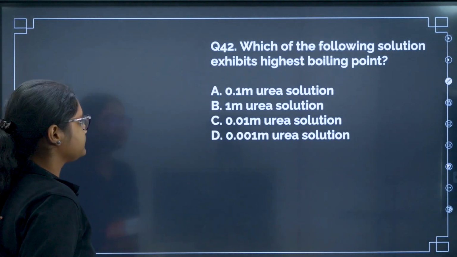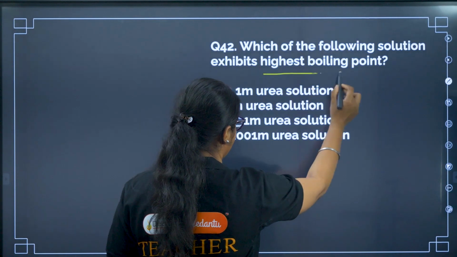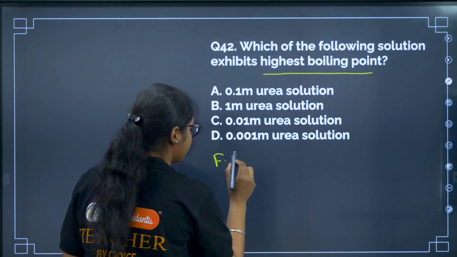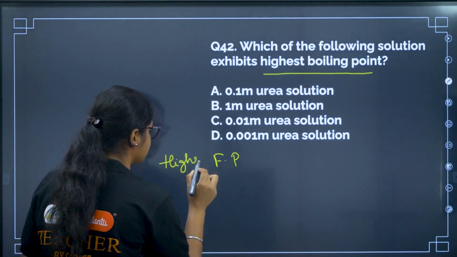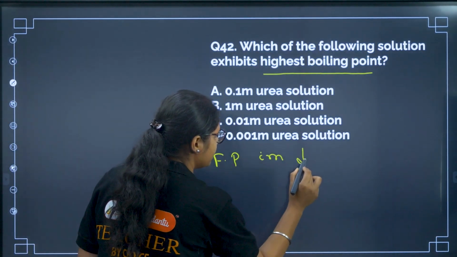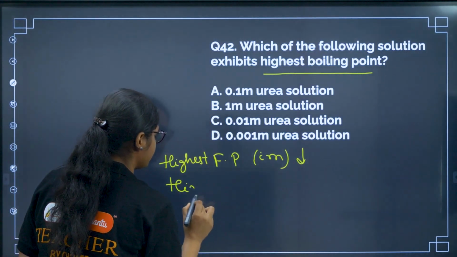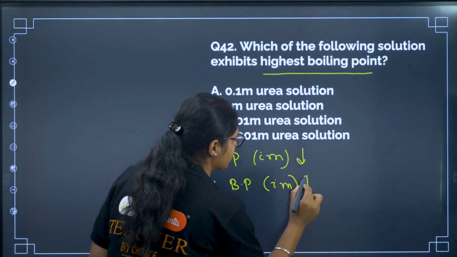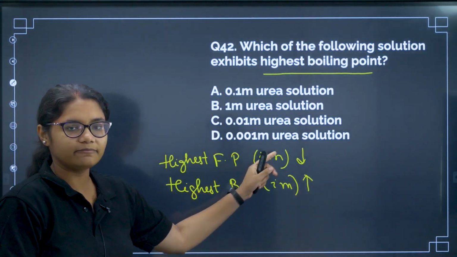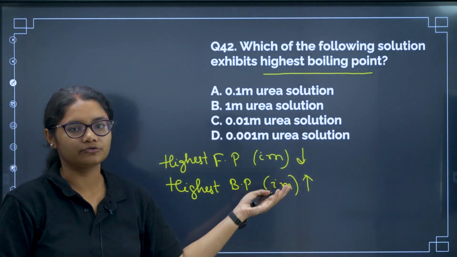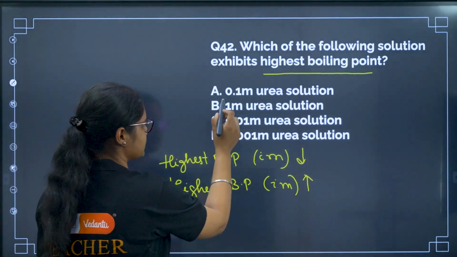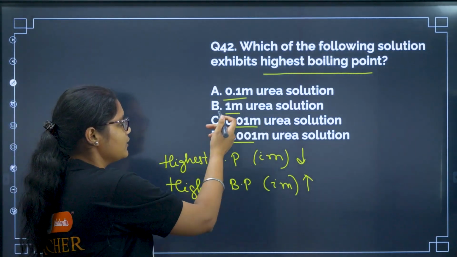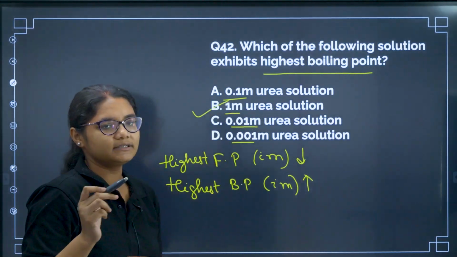Okay, next. Which of the following exhibits the highest boiling point? So here, if you remember, we have done this just for freezing point. For the highest freezing point, the IM value should be low. But for the highest boiling point, the IM value should be more. For the highest freezing point, the IM value should be least, and for the highest boiling point, the IM value should be maximum. So you can just calculate here. This is 0.1, this is 1, this is 0.01, and this is 0.001. So the highest value will be option B. So the correct answer for this question is option B.